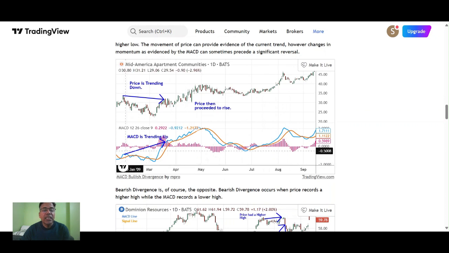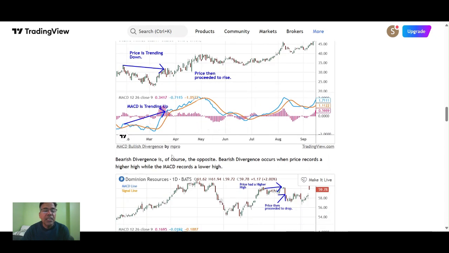Price is trending down, and price then proceeds to rise. Meanwhile, the MACD is trending up.